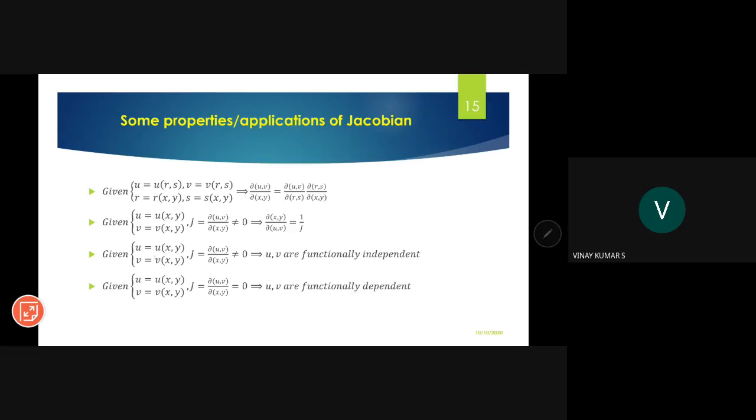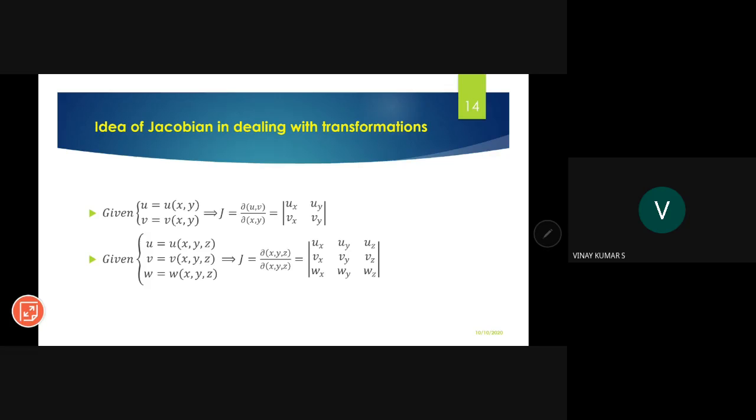The second one is, if u and v are expressed in terms of x and y, and the Jacobian J is not equal to 0, then x and y also can be expressed in terms of u and v. That is the second point, and its Jacobian is 1 by J. And the third point: if Jacobian is not equal to 0, then u and v are functionally independent, we say. If the Jacobian is 0, then they are functionally dependent. So this slide 15 is also important, along with the definition in 14.